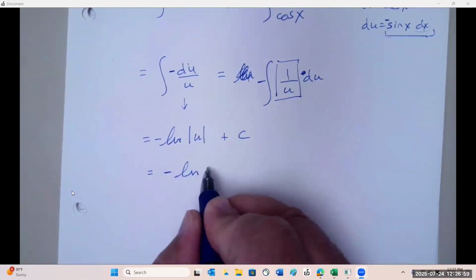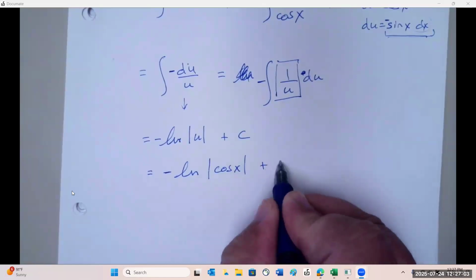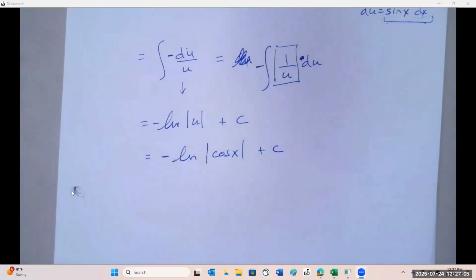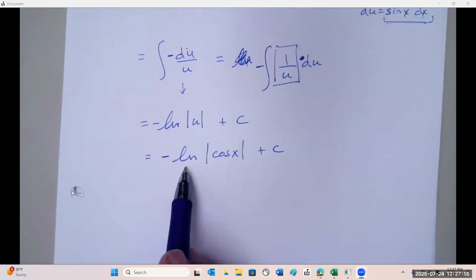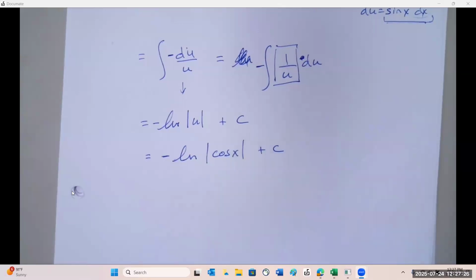So we have negative ln absolute value of cosine of x. Why do we need the absolute value around cosine of x? No, why do we need the absolute value? What's the limitations of ln? Has to be greater than 0. You cannot take the ln of a negative number or 0. So that's why we take the absolute value of it.